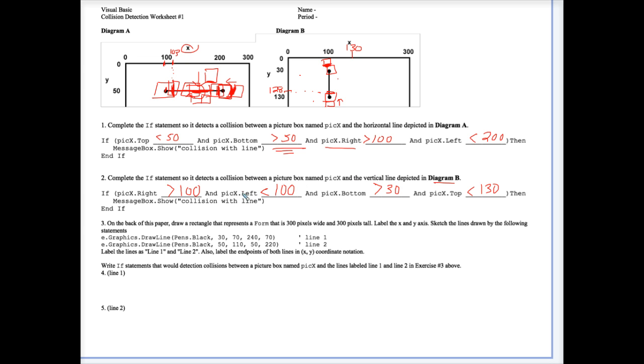Don't use equal symbols. Don't use pick x.top equals 50. Because of the glitchiness of Visual Basic and the way that our program works, the left edge or the right edge in some cases will not exactly match the line that it's colliding with. It'll like hop over it slightly. So you can't use an equal symbol even though that logically makes sense. You need to use a less than or greater than symbol. If you want to use less than or equal to's, that's fine.